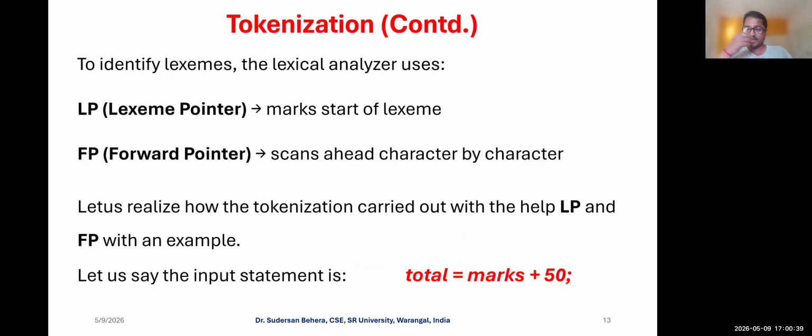Okay, that is the concept behind tokenization. Here let us see how tokenization is carried out with the help of LP and forward pointer. LP means lexeme pointer and FP means forward pointer. We will use an example. At the bottom of the screen, one expression is given: total equals marks plus 50.